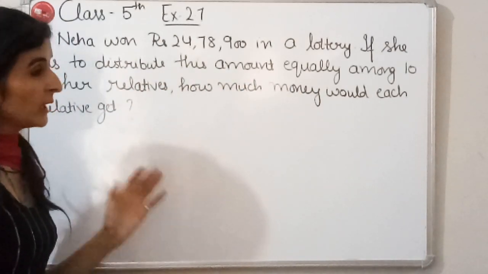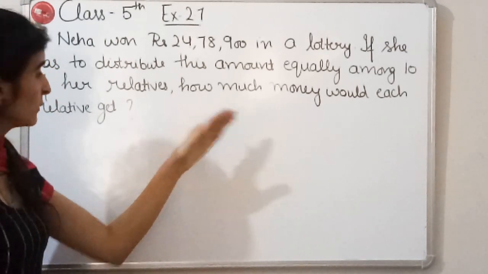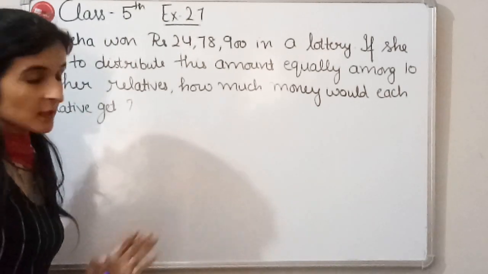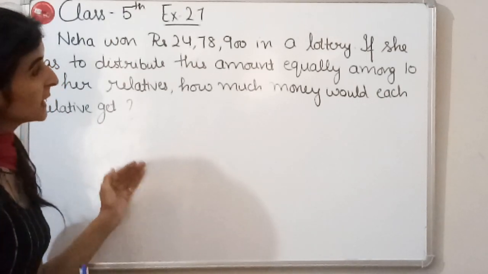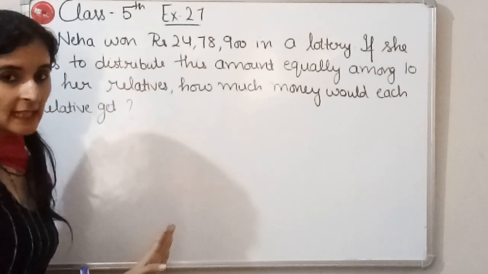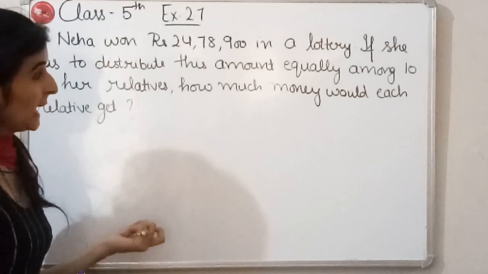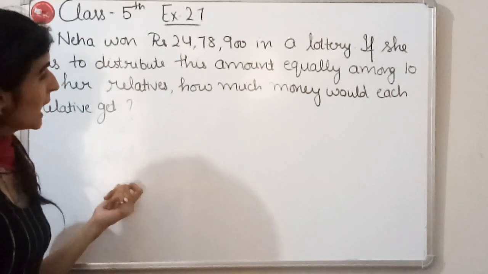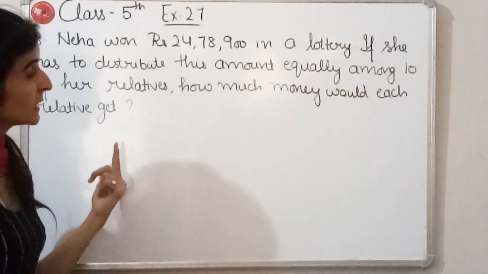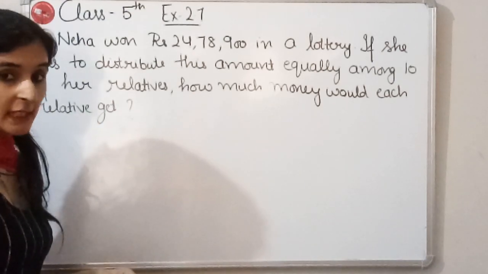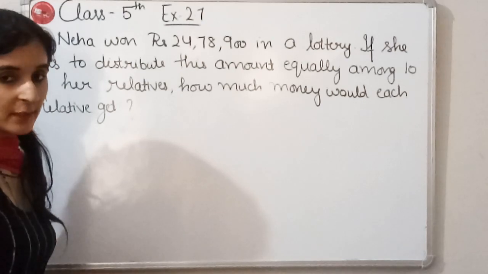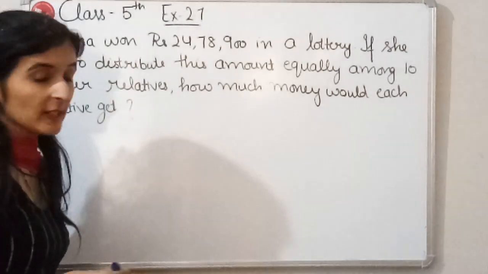Okay, so we have to find out how much money would each relative get. So it means we have given the money distributed to 10 relatives. Okay, and we have to find out money distributed to one relative, each relative. Okay, so for that we will do division.